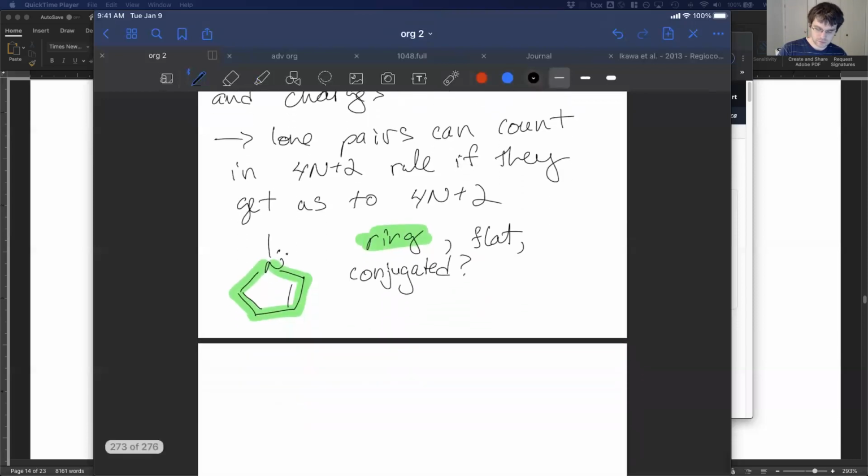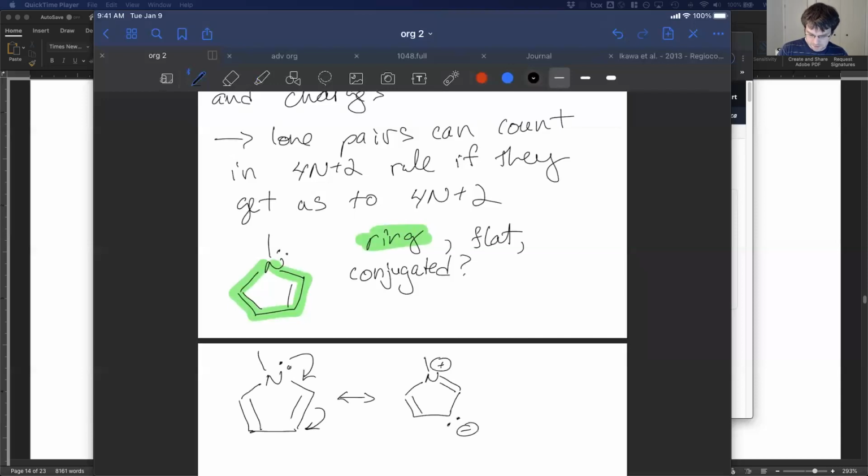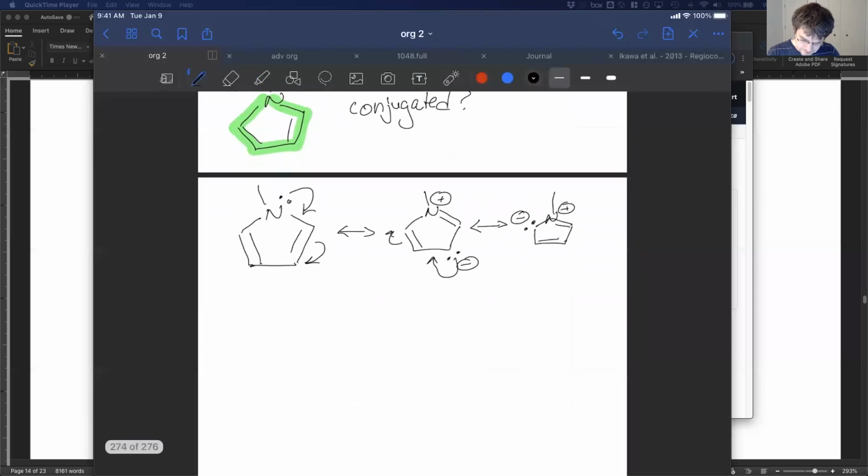Well, if it's conjugated, I can draw resonance structures to every atom within the ring system, and that includes the lone pair of electrons. So if we take this lone pair of electrons, I could push them over here. Now, if I do that, and I've got a methyl group on the nitrogen, now I have a positive on the nitrogen, negative on the carbon. I could push these electrons here. Okay, so I have charge separation. I don't have as good of resonance structures as I did originally. I can push the electrons over here.